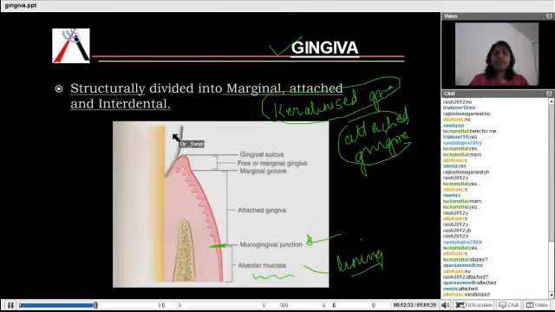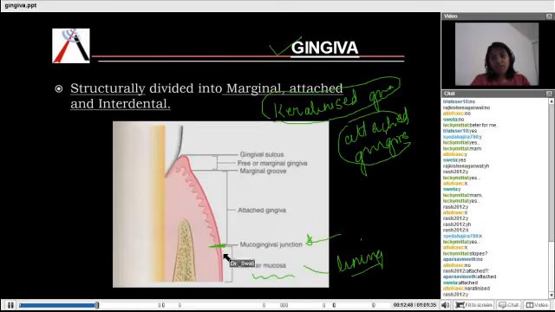Now let me explain the things. This is our marginal gingiva. From the end of the marginal gingiva to the beginning of the mucogingival junction is our attached gingiva. You all understand this definition of attached gingiva. After that, our lining mucosa starts.